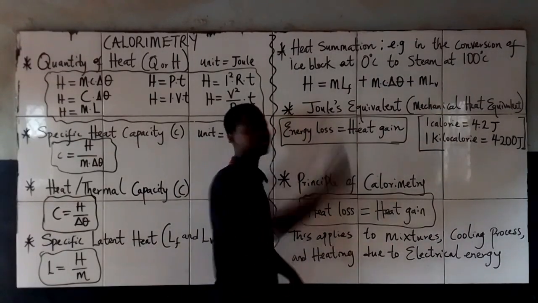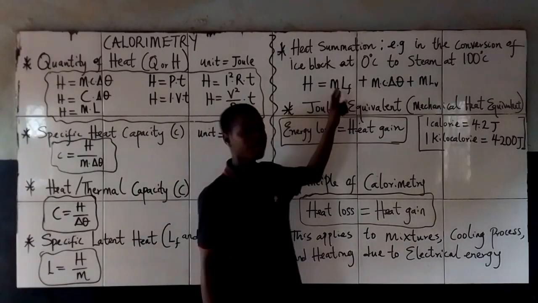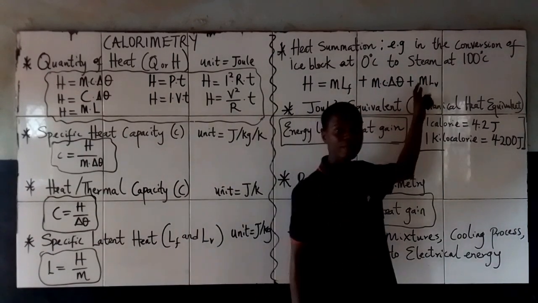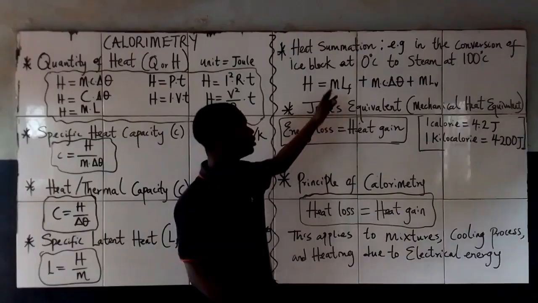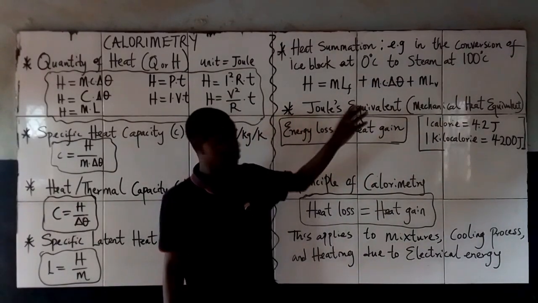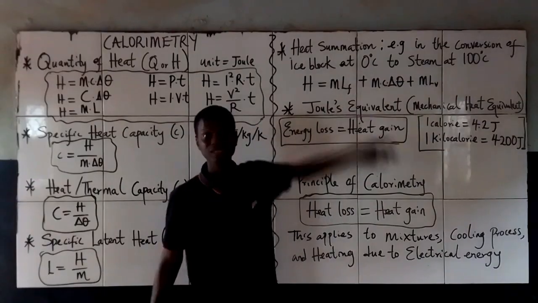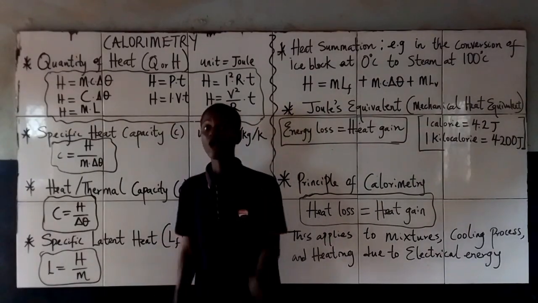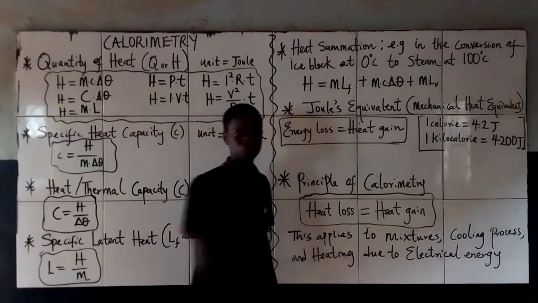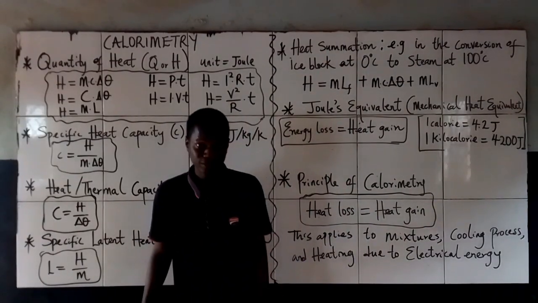So the total heat will be given by m l subscript f plus m c times delta theta plus m l subscript v. When you input the values given for m, c, delta theta, l f, l v, the final answer you get using this will be the total quantity of heat. And this is known as heat summation. I hope that is clear.